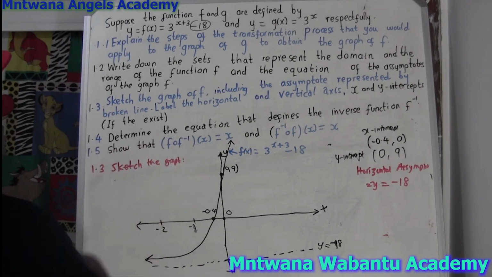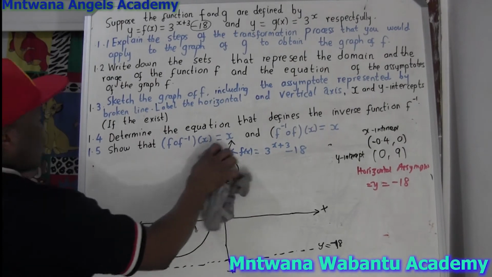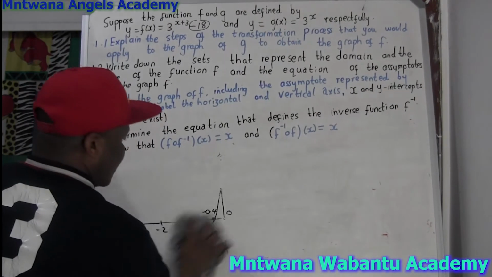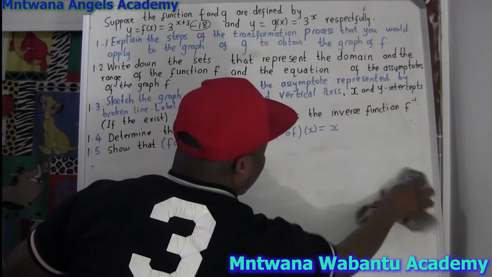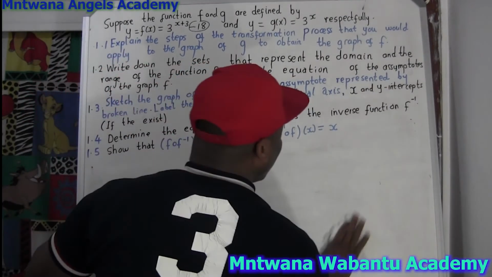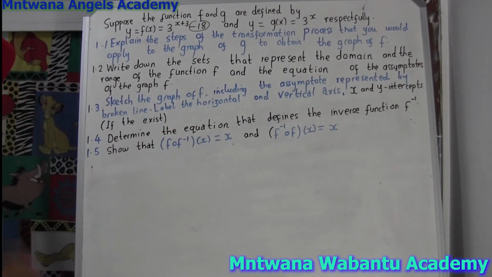Now let's go for the next question: find the inverse of the function. Okay, let's get the inverse function. It's easy, man. What you do is, wherever there is x, you write y, and wherever there is y, you write x. That's how you do the inverse of a function. x becomes y and y becomes x.